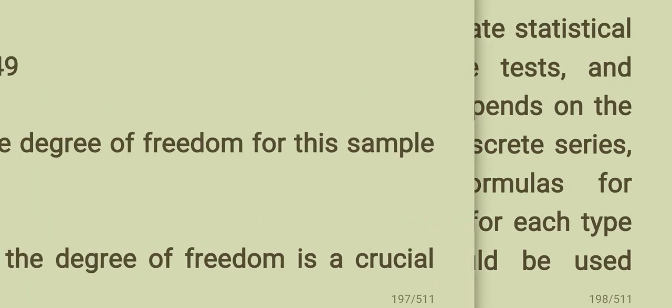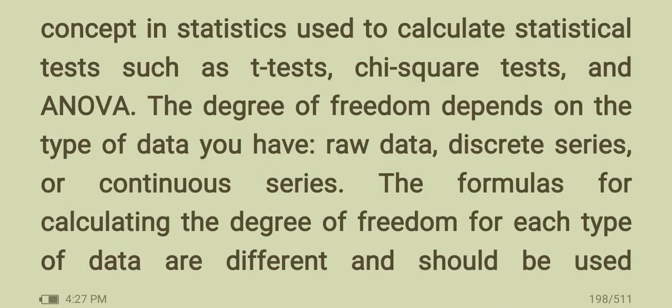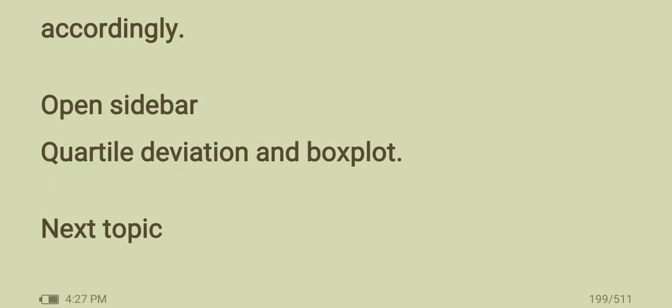In summary, the degree of freedom is a crucial concept in statistics used to calculate statistical tests such as t-tests, chi-square tests, and ANOVA. The degree of freedom depends on the type of data you have: raw data, discrete series, or continuous series. The formulas for calculating the degree of freedom for each type of data are different and should be used accordingly. Next is the quartile deviation and box plot.